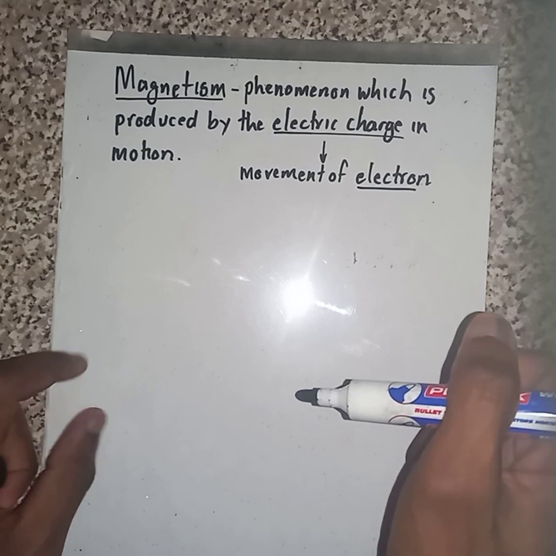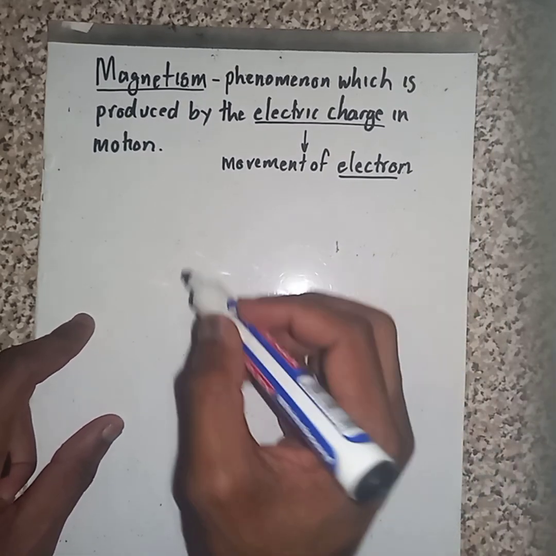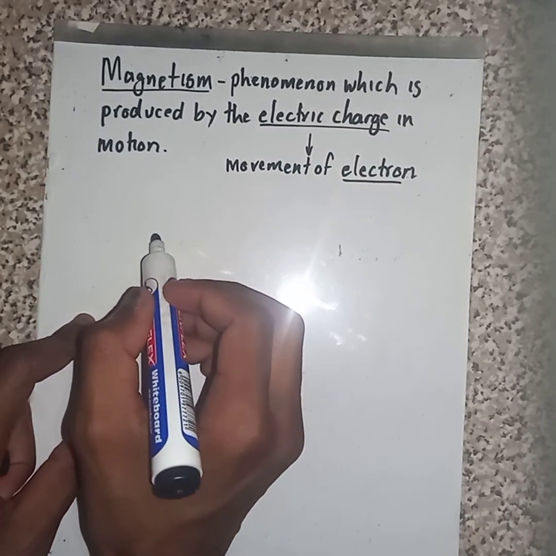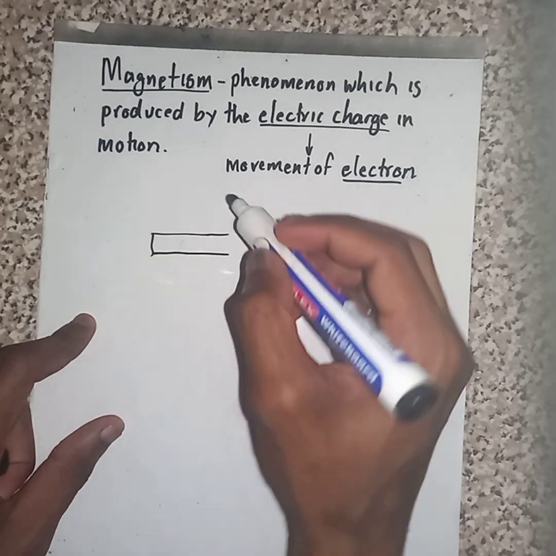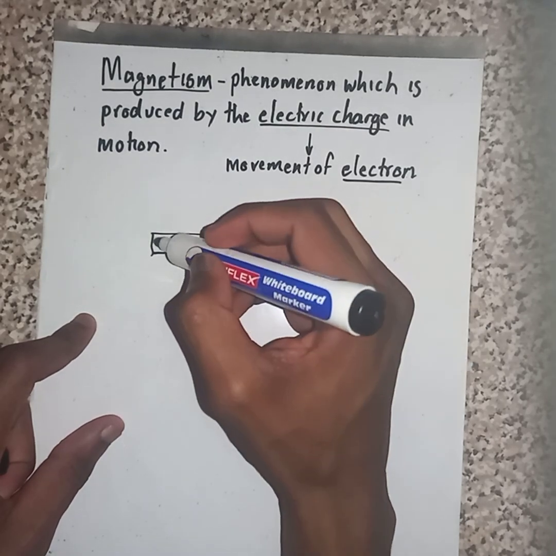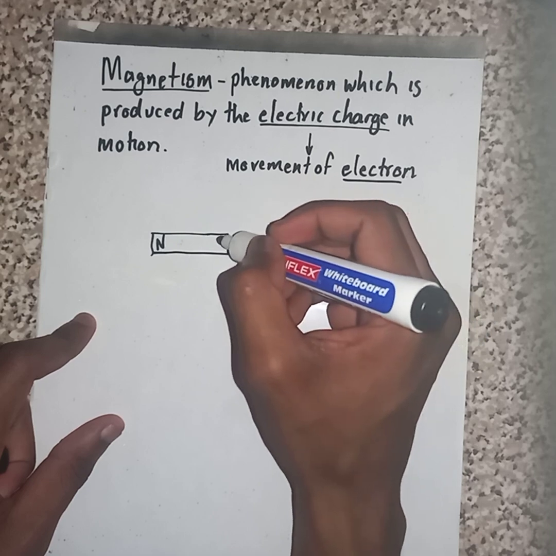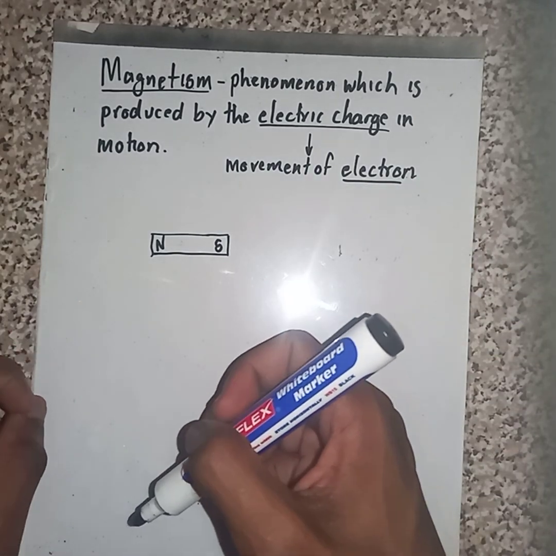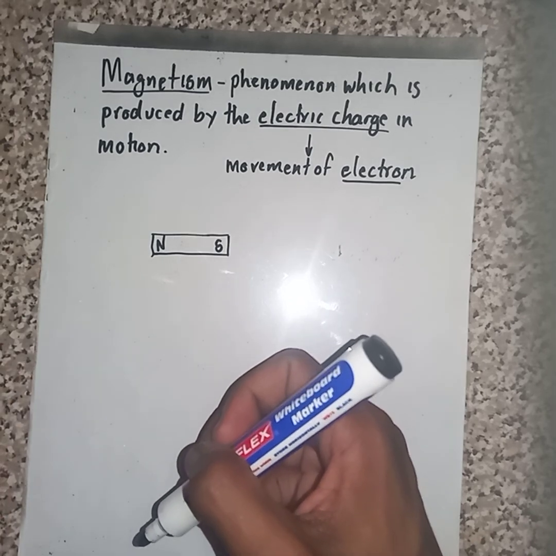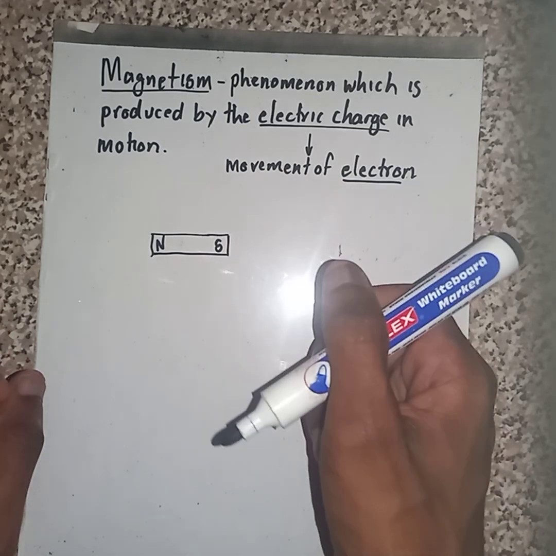Okay, now for the sake of this video, we are going to consider a bar magnet. A bar magnet has two poles, north pole as well as south pole. Such we say it's a dipole. You see why? Because now it has two poles.